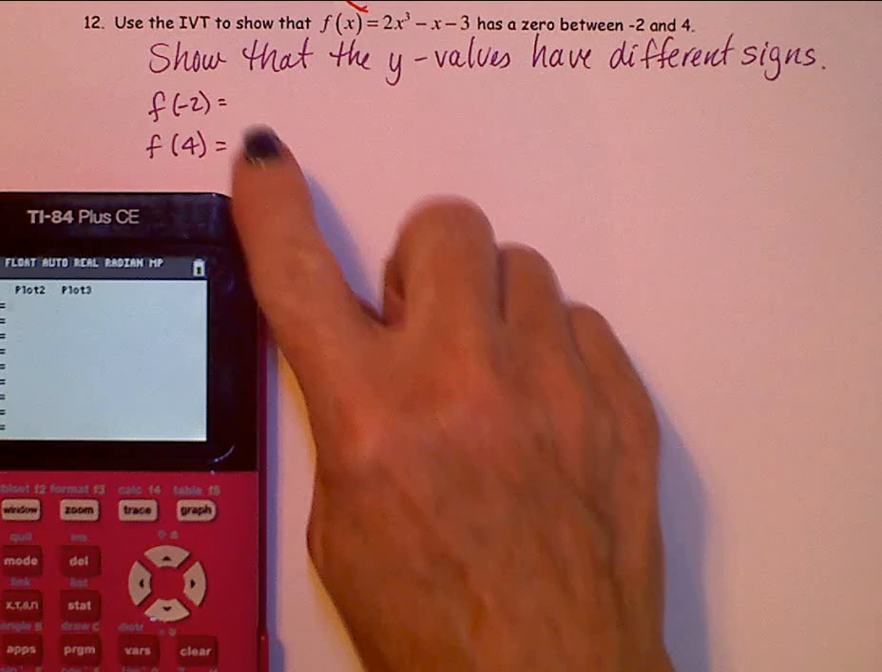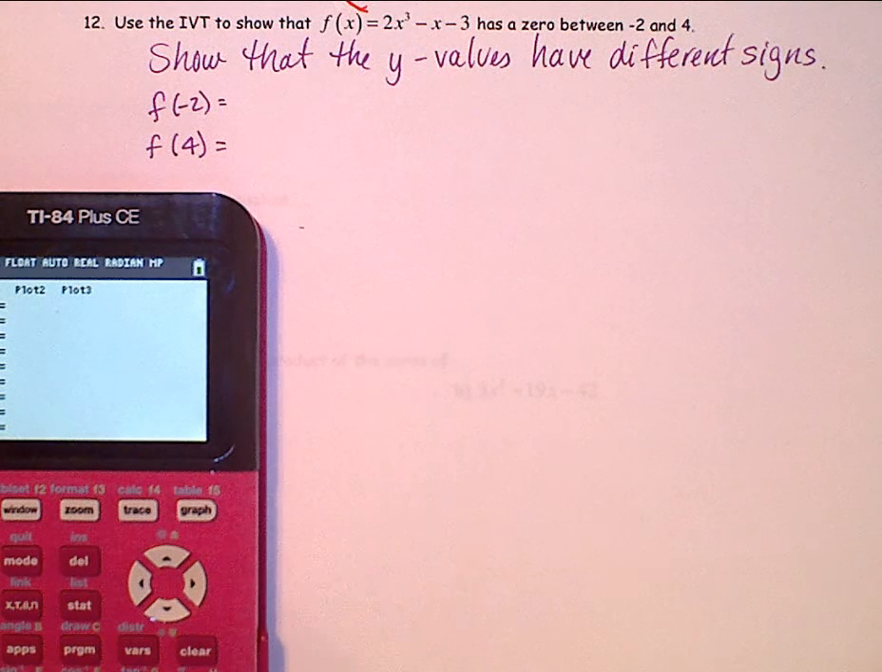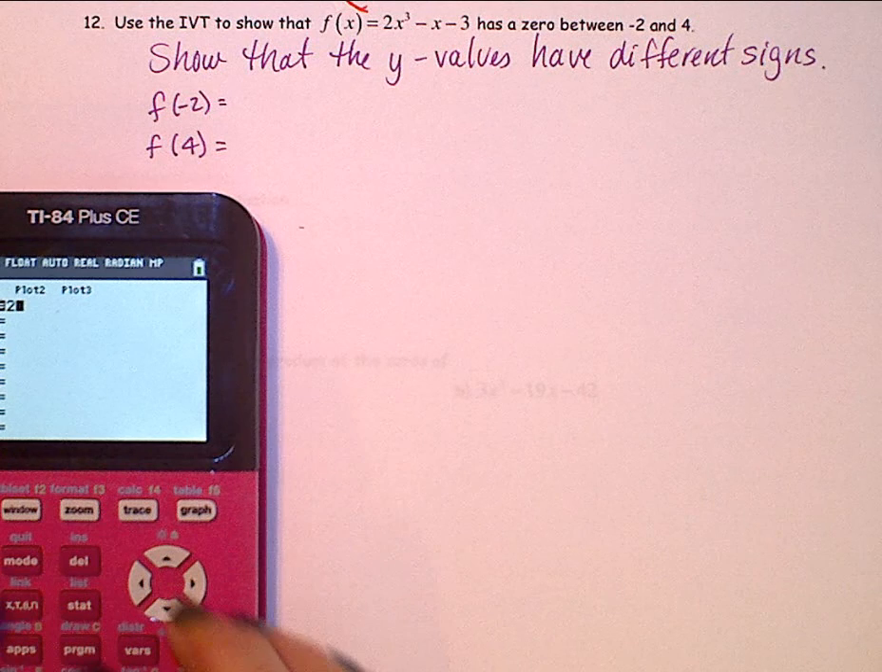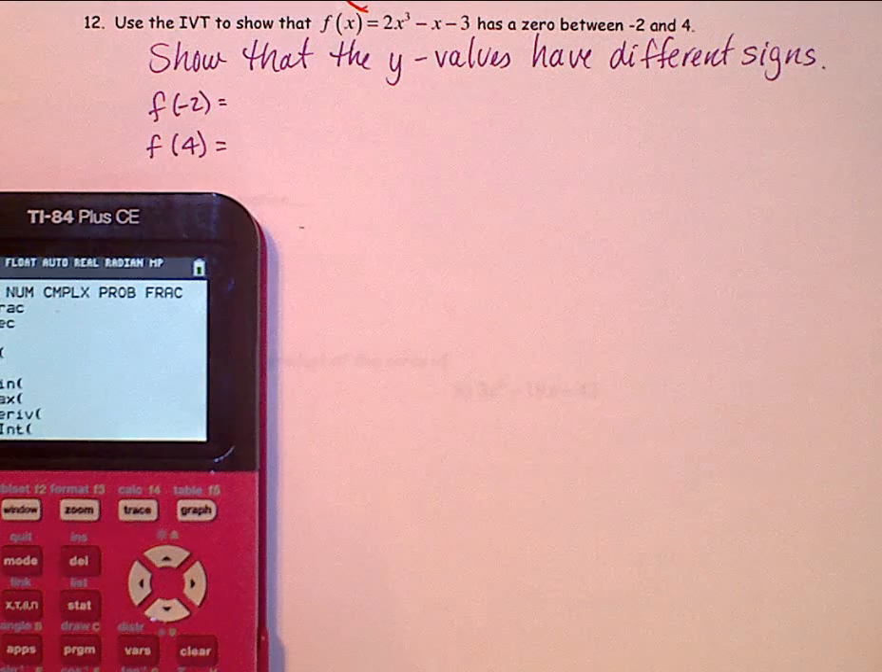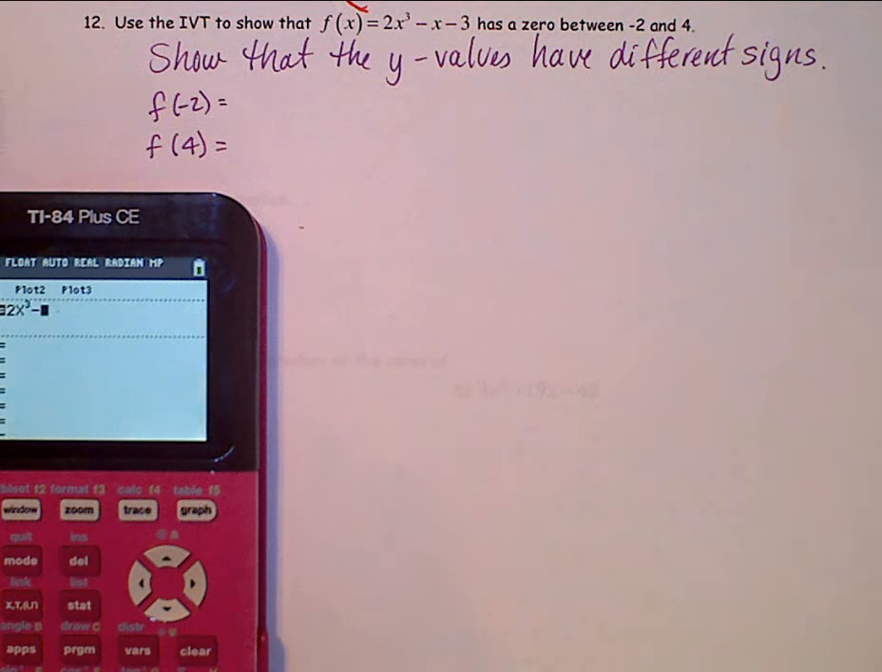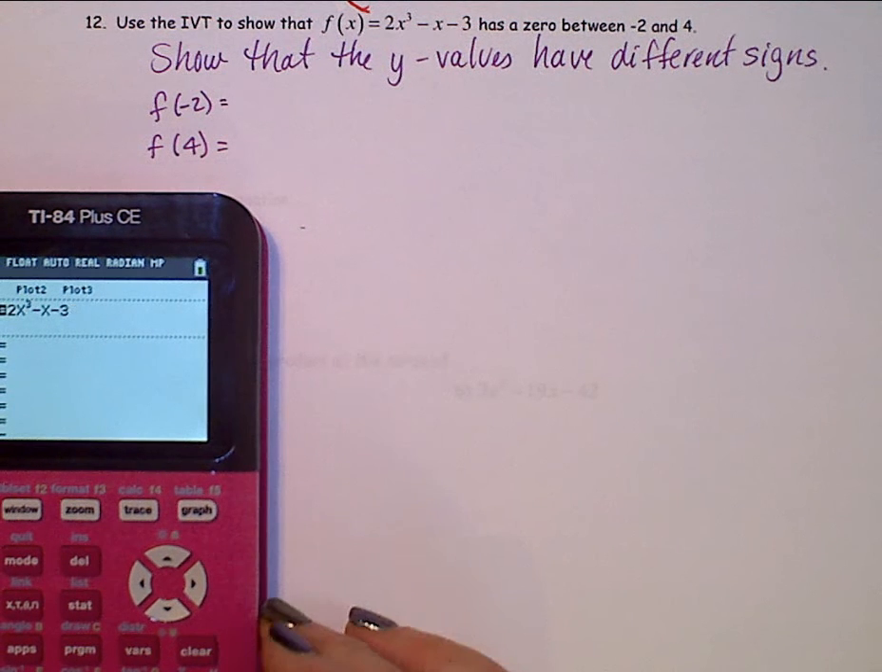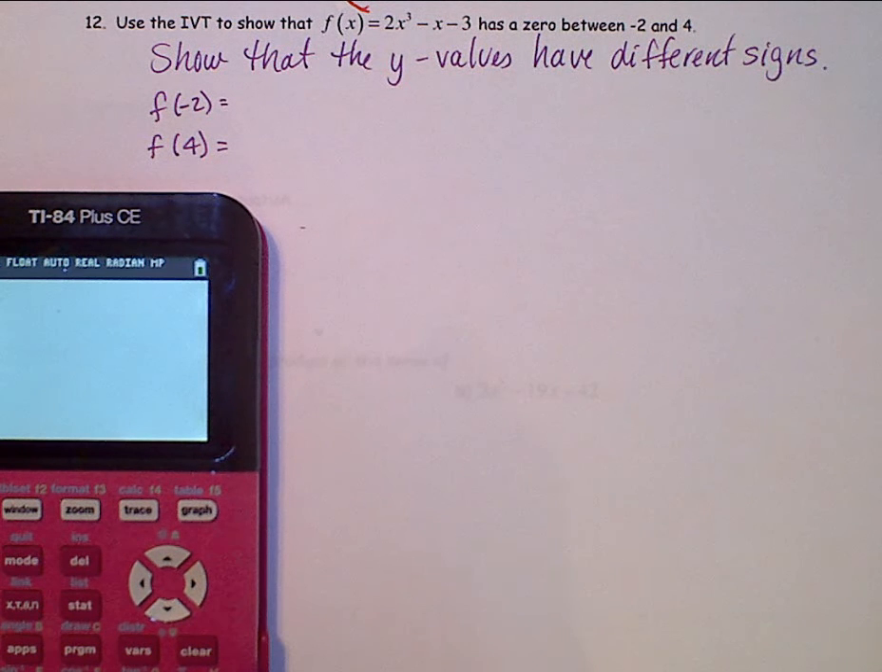All right, so we're going to put this equation in here. So 2x to the third minus x minus 3. Again, if you are not doing this with me, shame on you. I want you to do this with me. All right, now do not graph it. I don't want you to figure this out with graphing. I want you to do this without graphing. Okay, so now go back to a home screen, which is second quit. Should be blank. If it's not, hit clear.